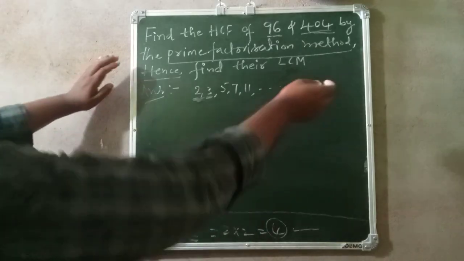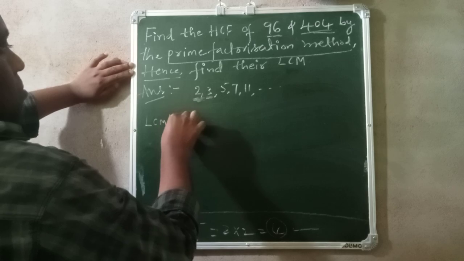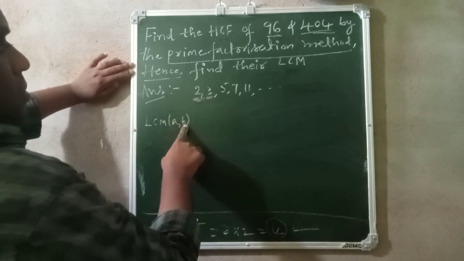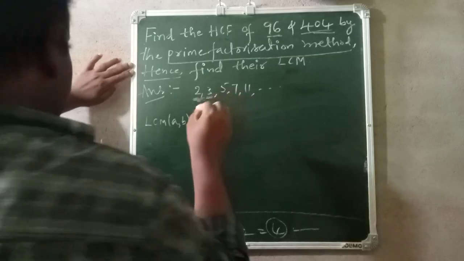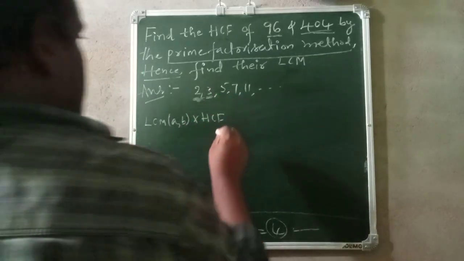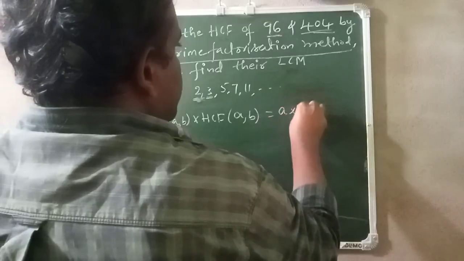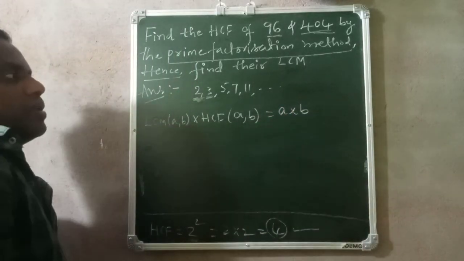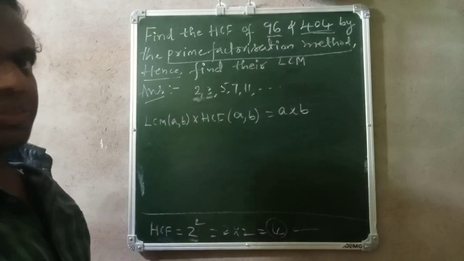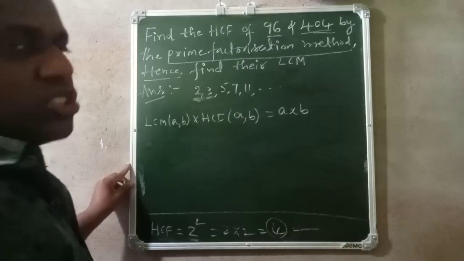Okay. So there is a formula. I will write here: LCM of A, B, where A and B are numbers, into HCF of A, B is equal to A into B. So this is the LCM HCF formula. This formula you have to remember. A and B are numbers.